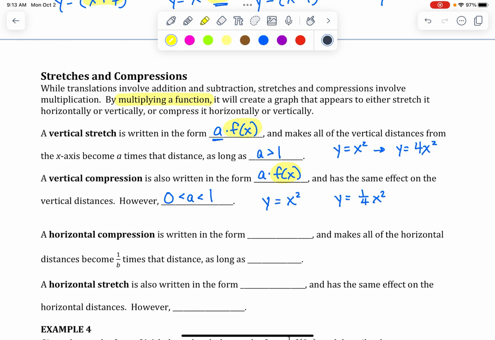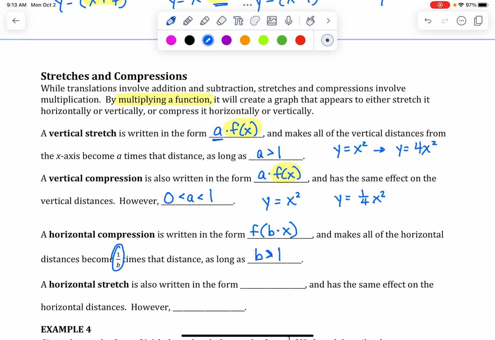A horizontal compression, again, because it's horizontal, the parentheses are going to have an effect. And so you're going to write the horizontal compression the following way. And we'll use the letter B here just to show you the difference. All right, so think of B on the inside, and that's going to make your horizontal distances the reciprocal of that. So it's a little bit more complicated. You take the letter B, whatever number this is, and then you take the reciprocal, and that's going to compress it horizontally. As long as that value is greater than 1, you're going to have a compression. So it's sort of opposite of what we had before, right?